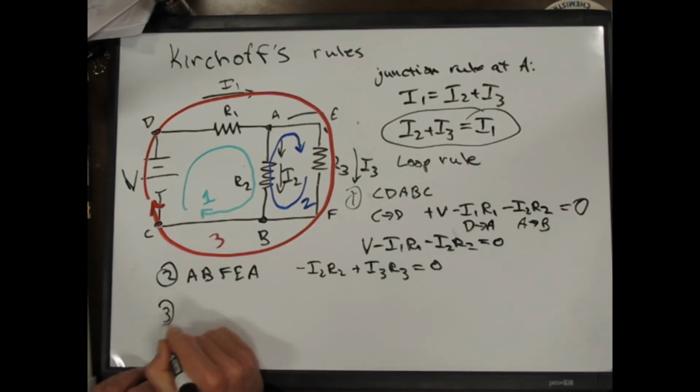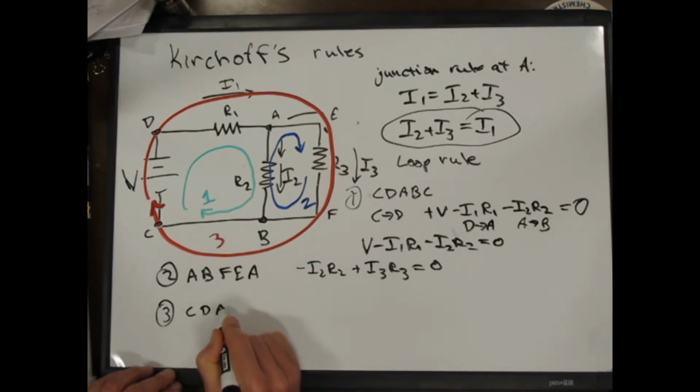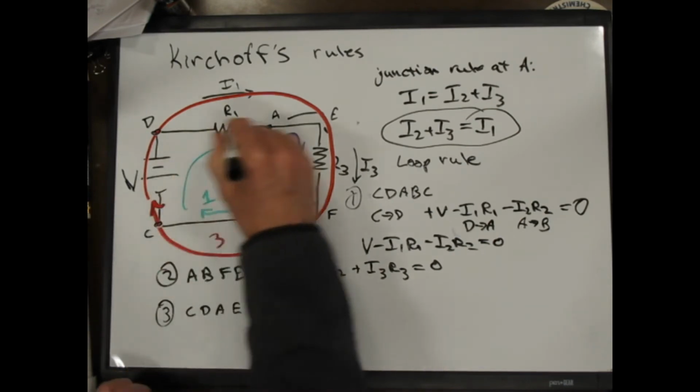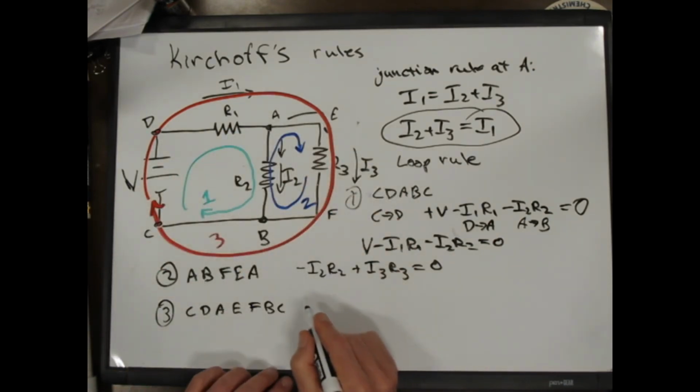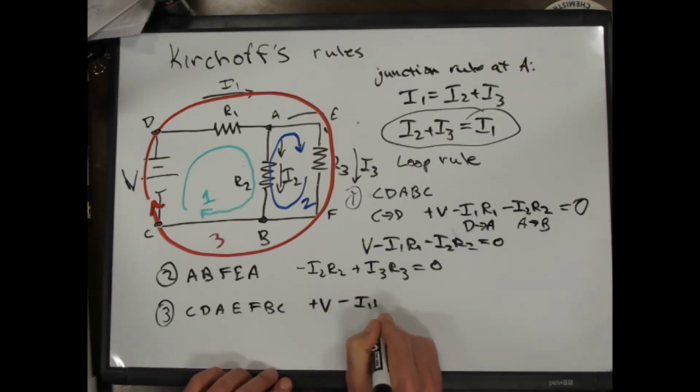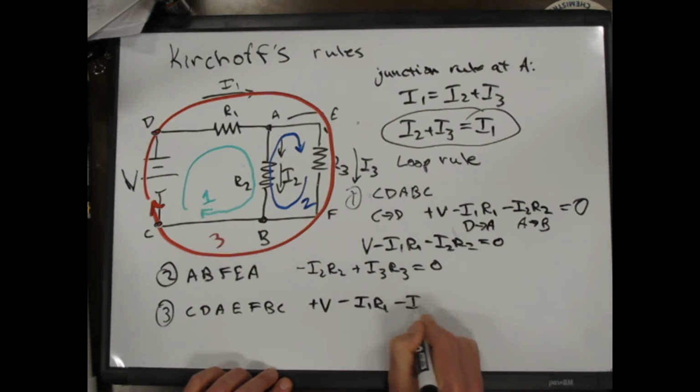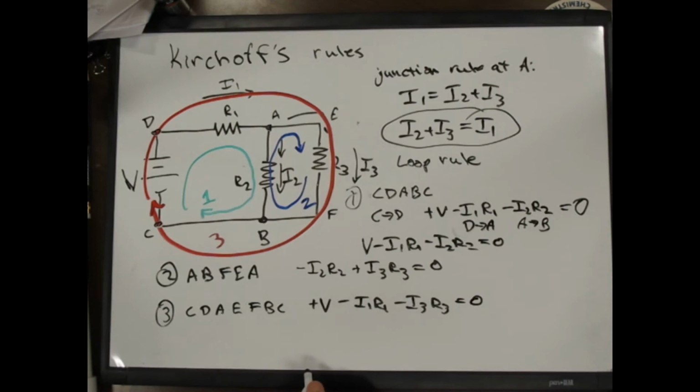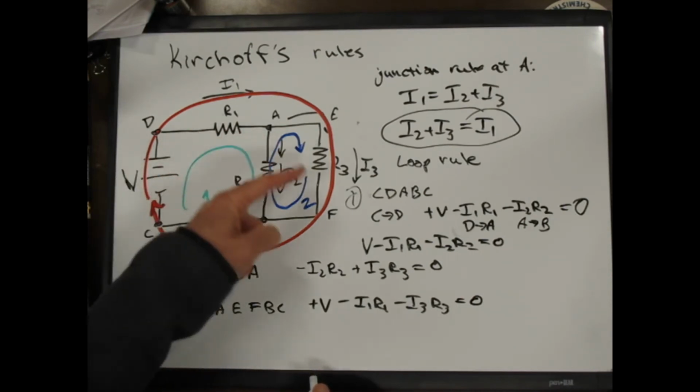But I could also just write down another equation for the big loop if I wanted to. I could do C, D, A, E, F, B, C. I can go around the big loop like this, and I could say, so C to D is plus V minus I1 R1 minus I3 R3 equals 0. Right? I went around the outside.